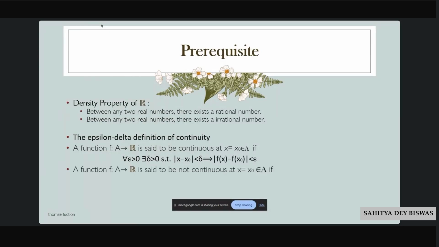Similarly, a function from A to R is said not to be continuous at x equal to x naught if there exists an epsilon greater than 0 such that for all delta greater than 0, mod of x minus x naught is less than delta, but mod of f x minus f x naught is greater than or equal to epsilon.